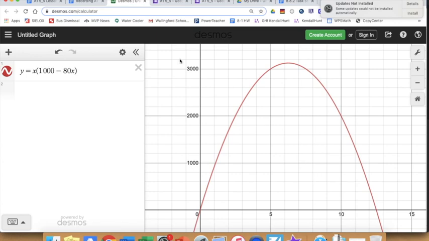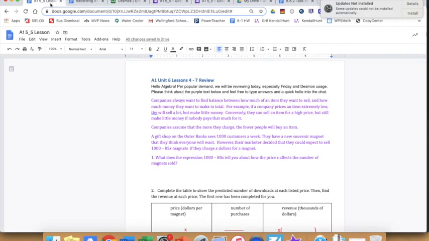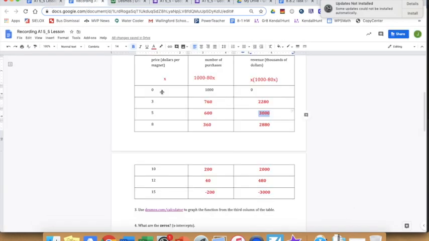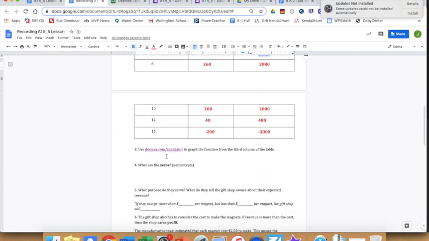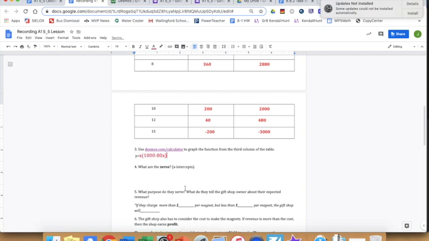I've got a lot of important information on this graph. So let's see, what does it want me to do with my graph? Oh, that's the wrong one. Okay, so let's see. What are the zeros? I'll just type the equation actually really quick. Y equals that.